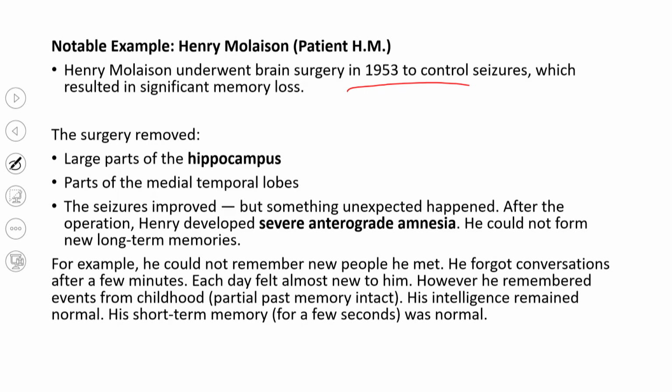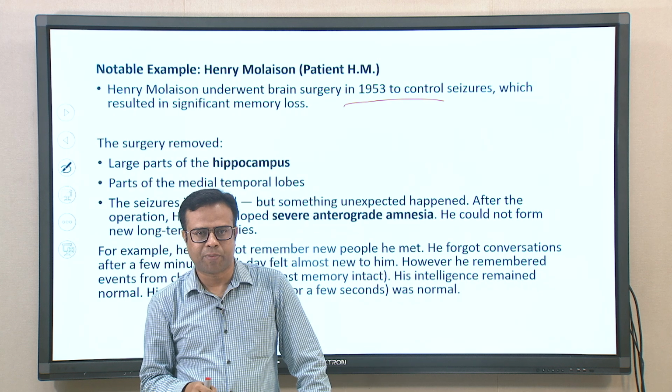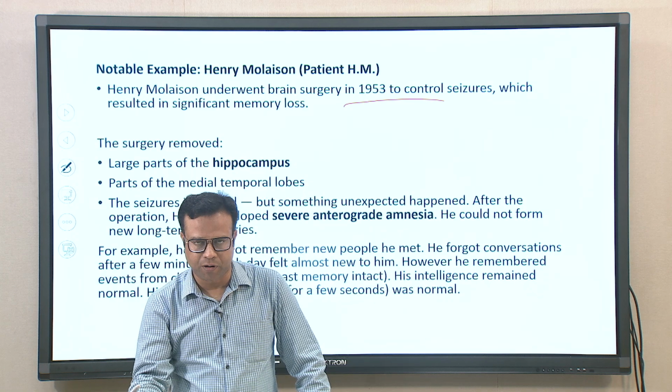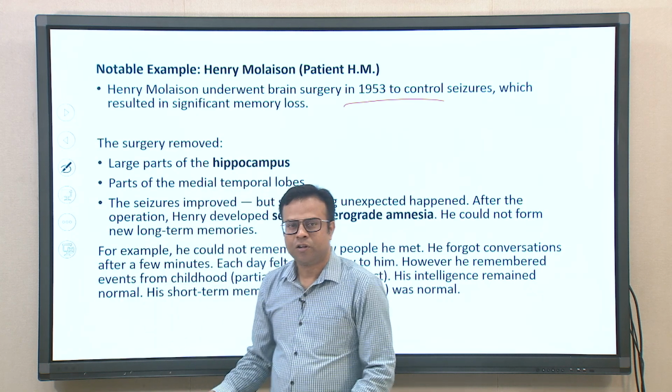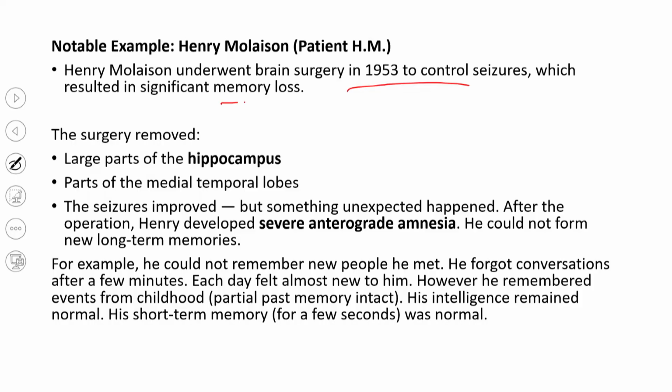Now, that resulted in control of his seizures, but there was a side effect of that surgery. What was the side effect? The patient lost different aspects of his memory. His memory got lost because of that surgery, because they had to remove certain parts from the brain. So, this surgery removed what specific parts of the brain? Particularly the hippocampus and some parts of the medial temporal lobes.